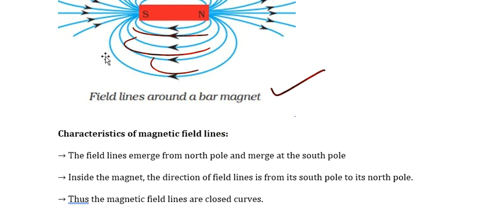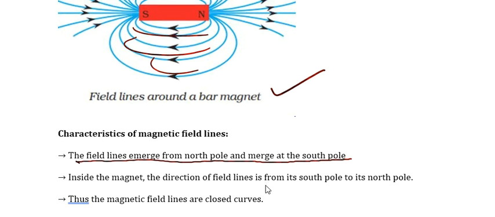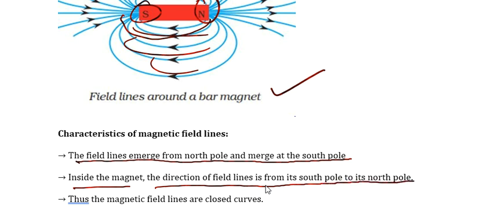What are the characteristics of magnetic field lines? First, the field lines emerge from the North Pole and merge at the South Pole. Here you can see, here is the North Pole, here is the South Pole. The field lines emerge from the North Pole. Second, inside the magnet, the direction of field lines is from its South Pole to its North Pole. Thus, the magnetic field lines are closed curves.